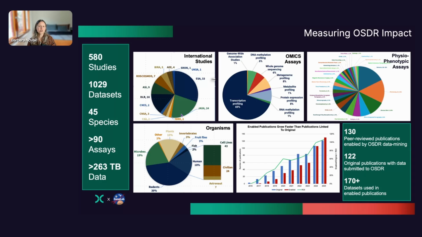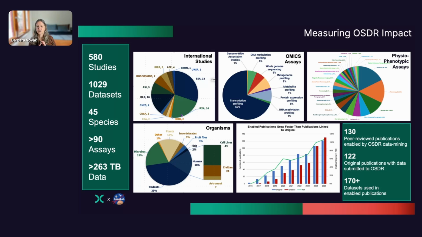And so how do we measure the impact of creating this repository with all of this processed data? I can share some numbers about how much data we have. Those are the numbers on the left in this slide. So 580 studies, over 263 terabytes of data. The pie charts show a breakdown of that data into different assay types, different organisms. And all of this data represents 122 original publications with data that was submitted to OSDR or pulled from other public data repositories such as SRA.